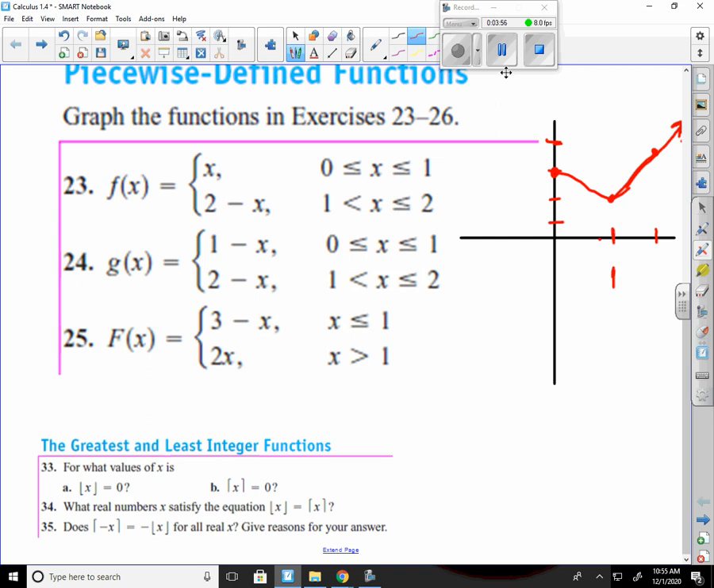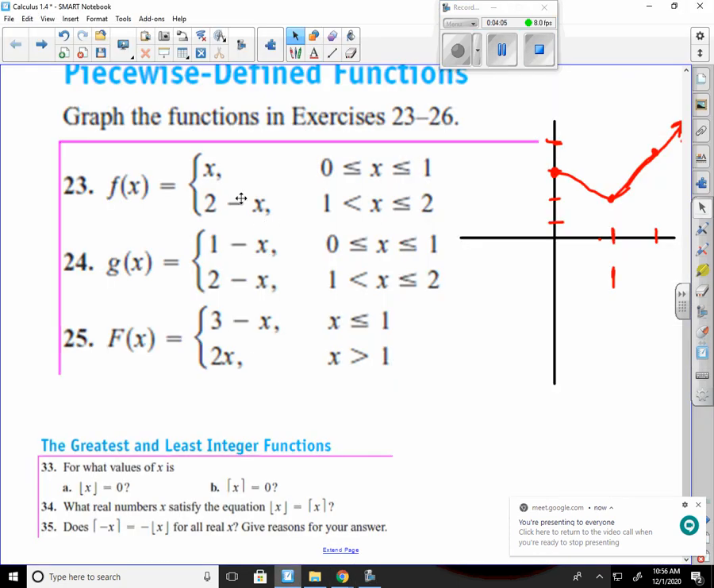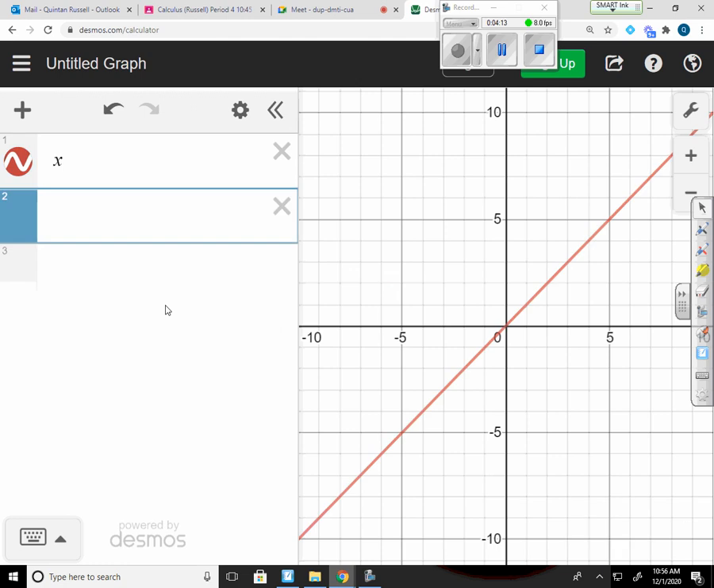Everybody good with 23 through 25? If you're to do this on Desmos, let's look at one of the problems. We'll just do 23. So doing it on Desmos, it's x and 2 minus x. So I'll just punch those in. X and 2 minus x.